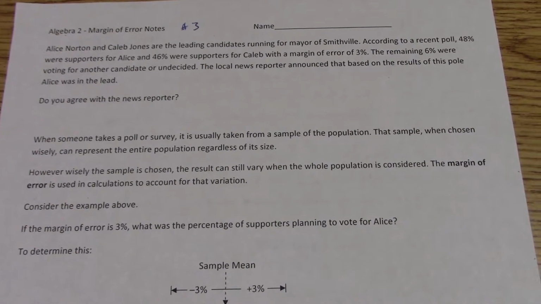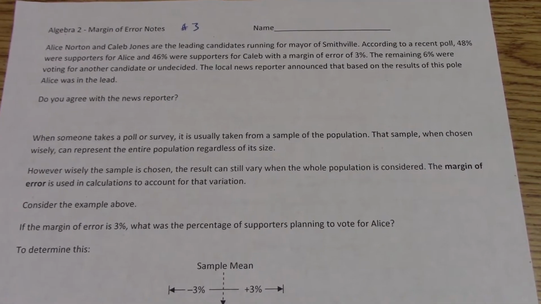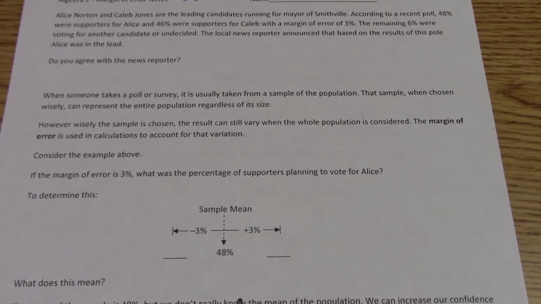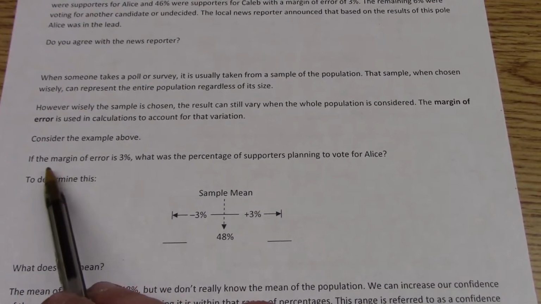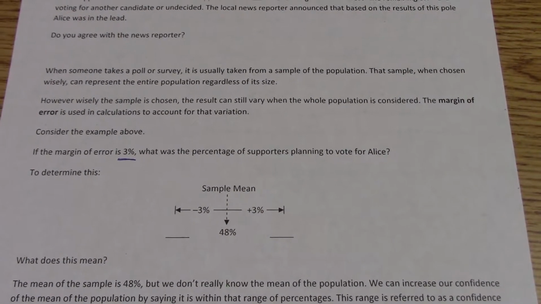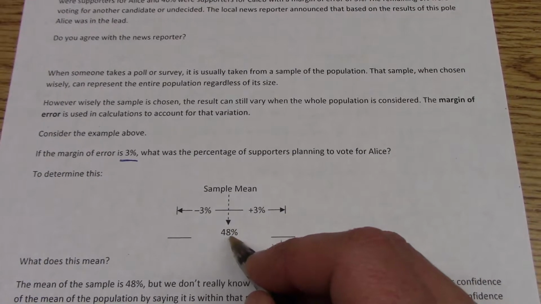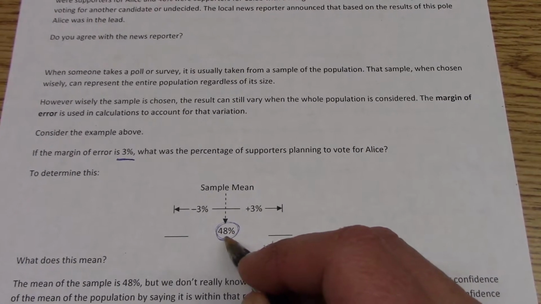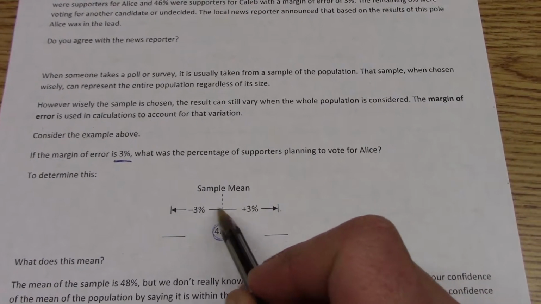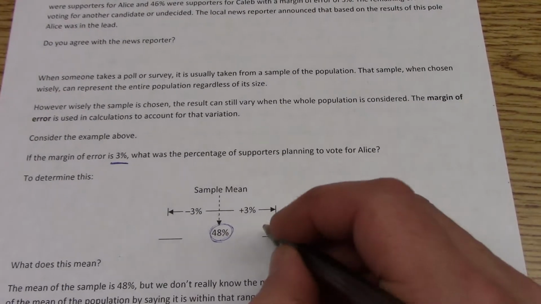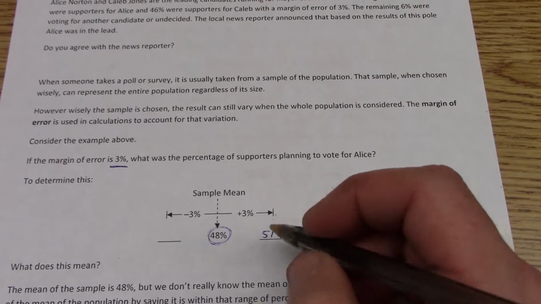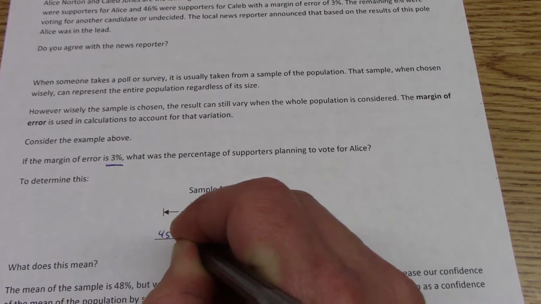But no matter how wisely the sample is chosen, there is always going to be some kind of margin of error in whatever calculations we do. So let's look at the above problem and look at the math behind it. If the margin of error is 3%, that means that according to the poll, 48% said that they were supporting Alice. But the margin of error means that it could actually be 3% higher, or it could be 3% lower than that 48%. So she could have up to 51% supporting her, or as little as 45% supporting her.